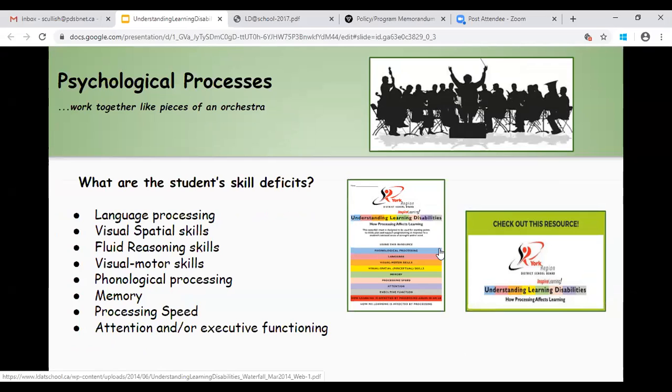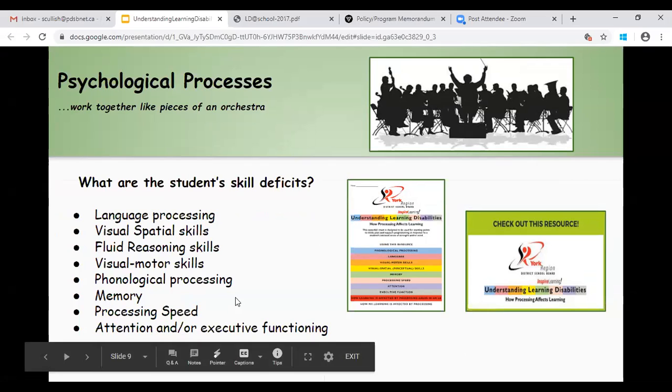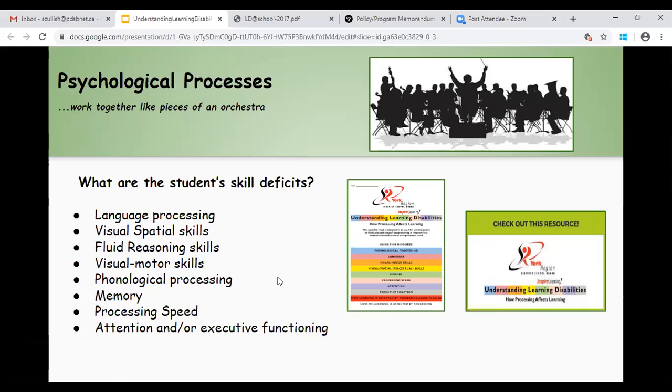And I think really knowing the areas of strength in terms of psychological processes and weaknesses for a student with a learning disability is key to programming and supporting them within our classrooms. What we're going to do in the next few slides is just take a look at some of these areas of processing weakness and talk about what they are in greater detail, look at some strategies and what it might look like in the classroom.